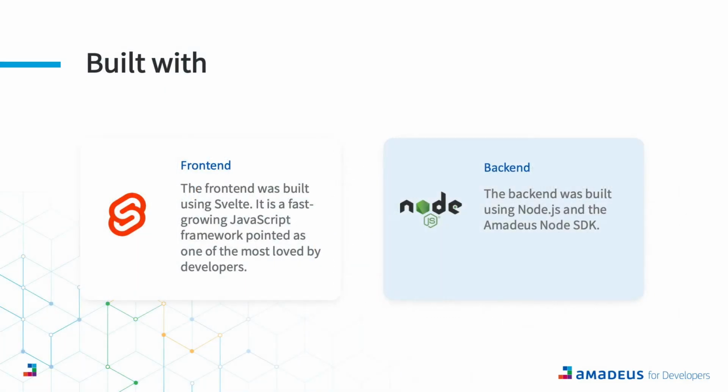Now let's take a quick look at the application we used as an example for this tutorial. The front end was built using the Svelte JavaScript framework, which is growing really fast lately and often pointed as one of the most loved by developers. The backend was built using Node.js and the Amadeus Node SDK. Also, the front end was compiled to static HTML and served by the backend. So the only service that's going to be running is the backend. Also, the whole application is Dockerized. So in the EC2 instance, we are going to run Docker.